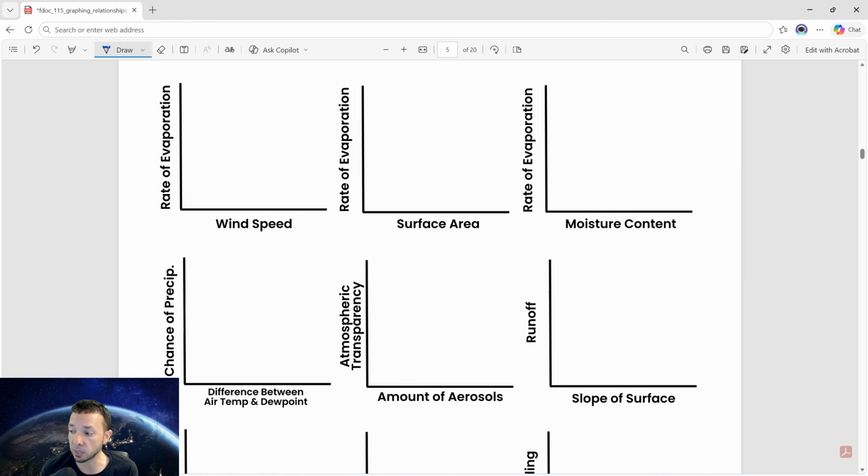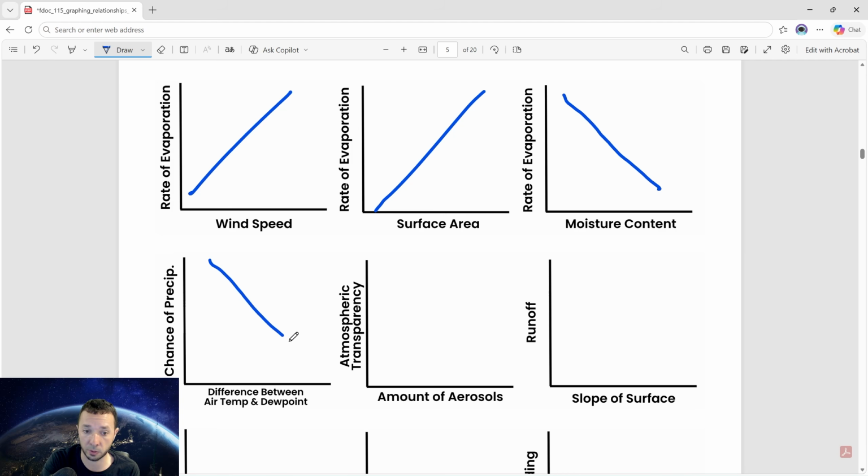Wind speed increases. What happens to the rate of evaporation? We should be getting more evaporation. Surface area increasing, rate of evaporation should go up. More moisture, what happens to rate of evaporation? There's more moisture content in the air, it should drop. It's not going to be able to evaporate as easily. If the difference between the air temperature and dew point increases, what happens to chance of precipitation?